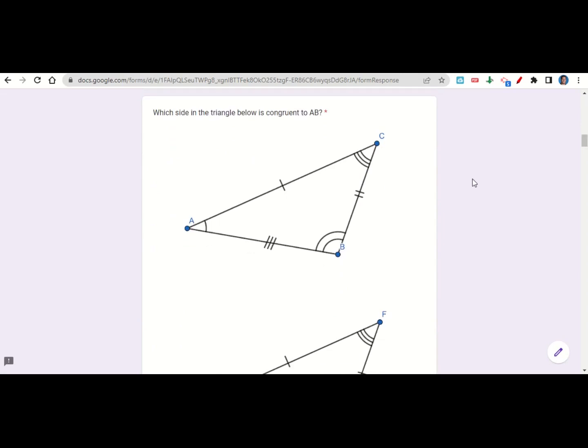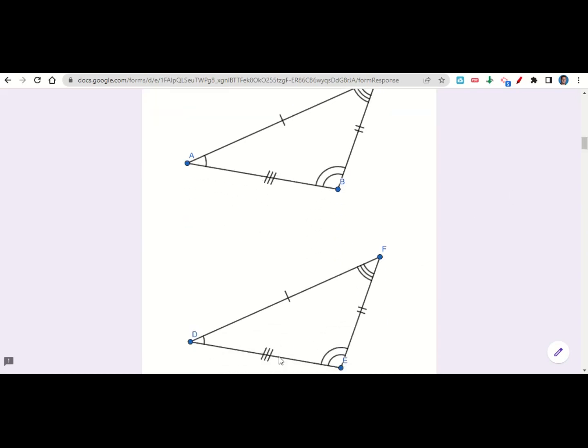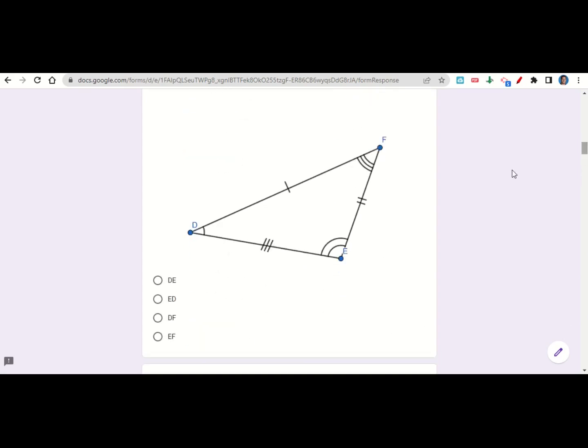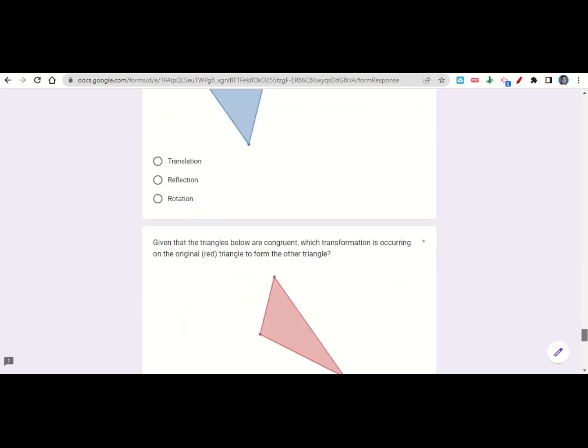It says, which side in the triangle below is congruent to AB? So AB has the 3 dashes. So we need to find one with 3 dashes, which is this one here. And we need to go from the single arc to the double arc. So that's single arc to double arc. So AB is congruent to DE. So go ahead and mark that as our answer. So DE. And you'll continue to answer each of these questions until you get to the end of the assignment.